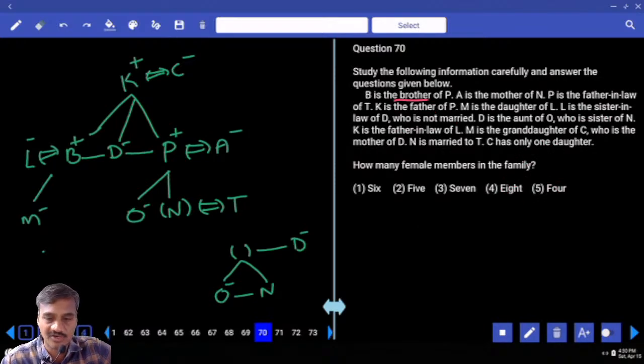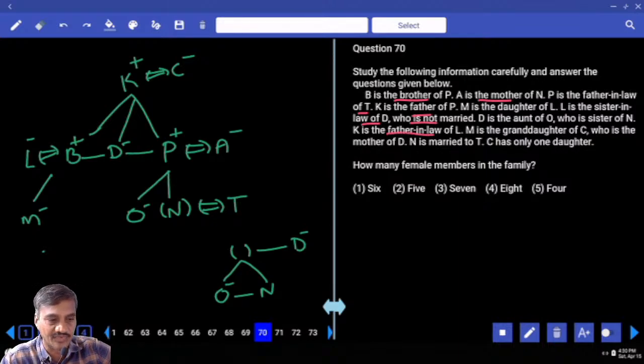Now B is the brother of P. A is the mother of N. And next one, P is the father-in-law of T. And K is the father of P. M is the daughter of L. And L is the sister-in-law of D. And D is brother's wife. D who is unmarried. And D is the aunt of O, O's father's sister. O who is the sister of N.